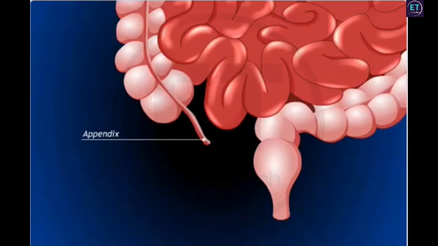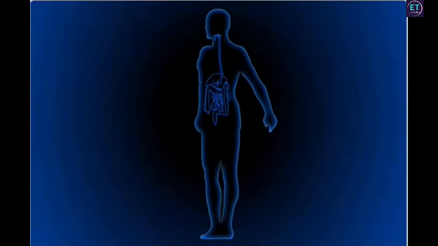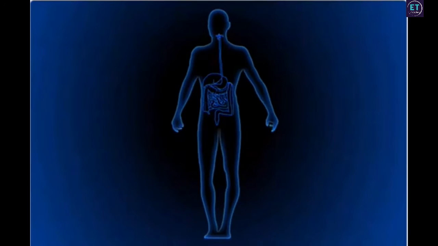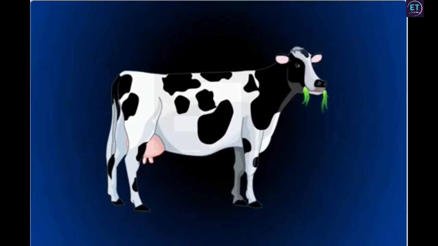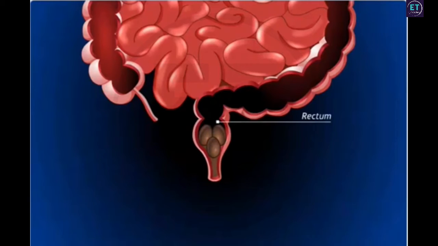The appendix is a small, hollow, finger-like pouch which hangs at the end of the cecum. It does not have any function in the digestive system of humans. However, it is functional in herbivores such as cows. The rectum stores the solid excreta until it is ready to be excreted from the digestive system through the anus.